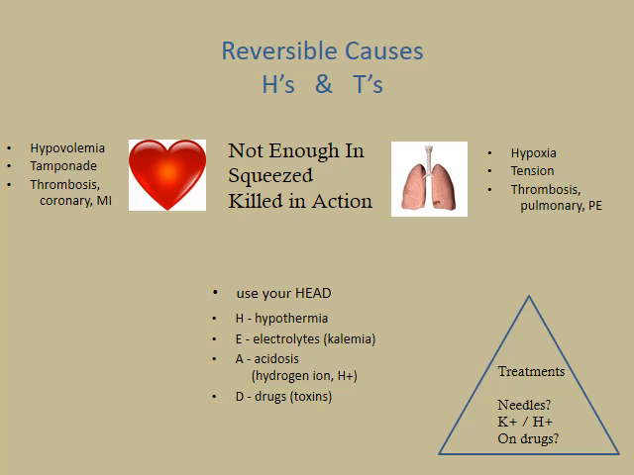Use those toxins. How are we treating these H's and T's? With needles. We're stabbing them in the chest or stabbing them in the heart. Those needle thoracentesis or that pericardiocentesis. You're reversing some electrolytes and hydrogen ions with some sodium bicarb. And, well, you've got to ask yourself, is your patient on drugs? And try a little Narcan. That's how you can reverse some H's and T's.